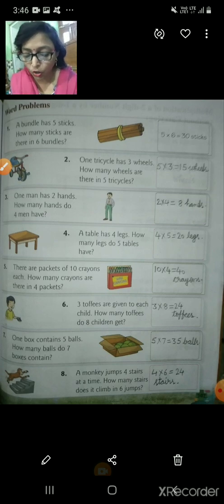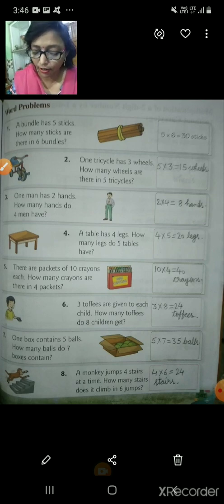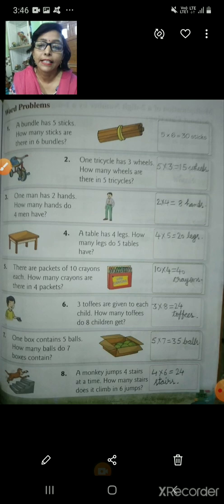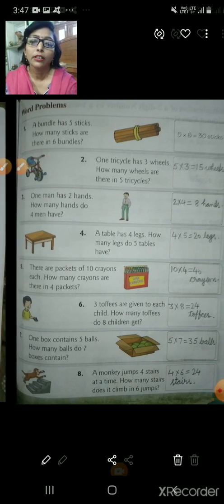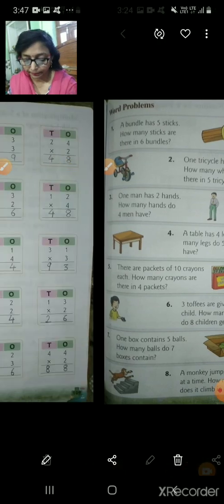Like this you will solve numbers 3, 4, 5, 6, 7 and 8. All word problems you will solve like this.